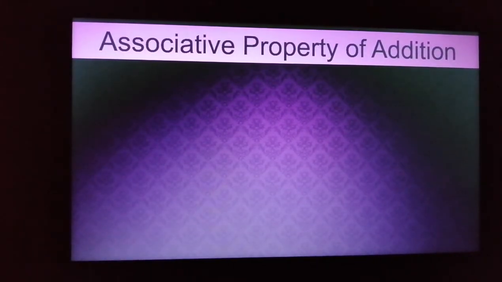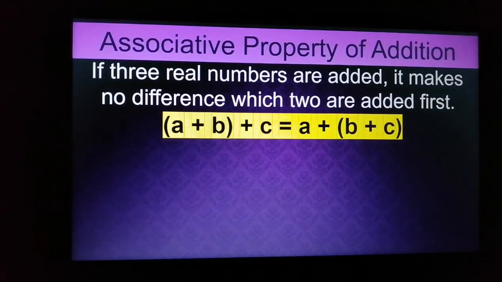Proceed naman tayo sa associative property of addition. If three real numbers are added, it makes no difference which two are added first. So, we have here the quantity of A plus B plus C is equal to A plus the quantity of B plus C. So, as you observe, ang unang nakagroupings ay si A plus B, plus C is equal to A, nakahiwalay naman si A, at ang nakagroupings naman ay si B plus C. So, tingnan natin if they will have the same answer. Let's have this example.